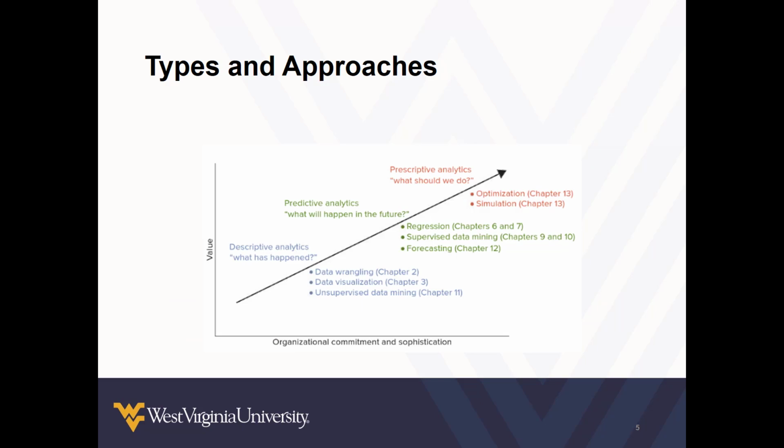This chart shows the three types of analytic techniques plotted based on their value to an enterprise and the level of organizational commitment required to get that far. In this class, we focus on descriptive analytics and predictive analytics. Other classes in the Buddha minor focus specifically on prescriptive analytics.